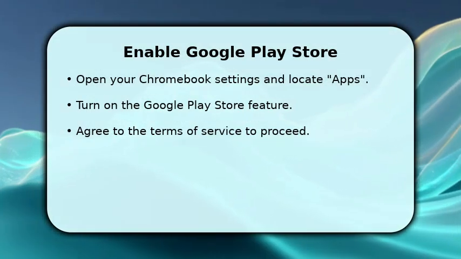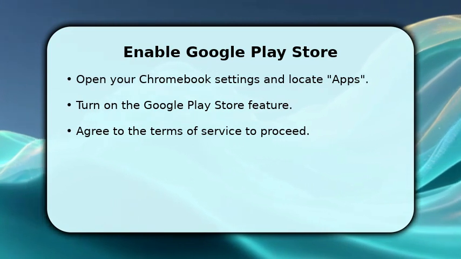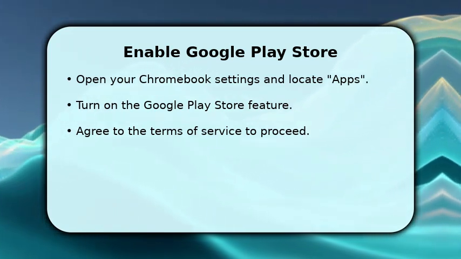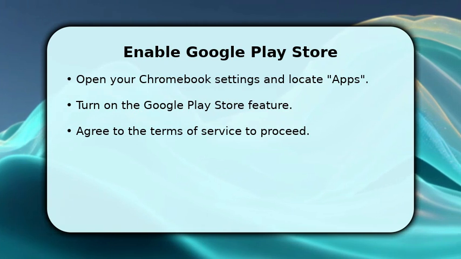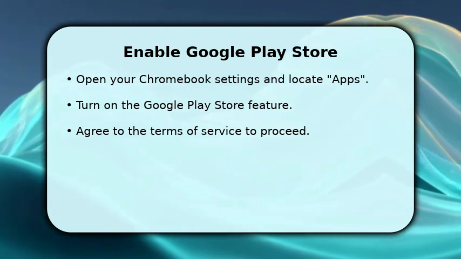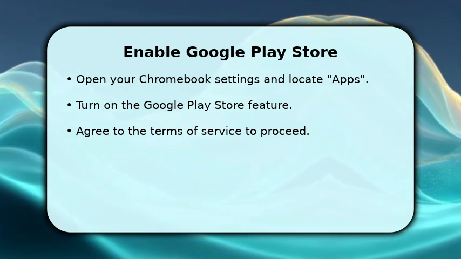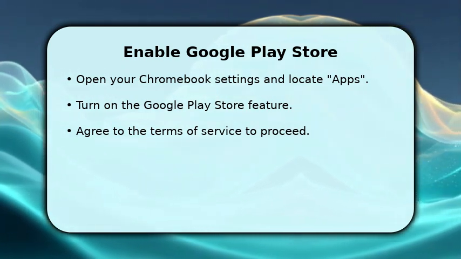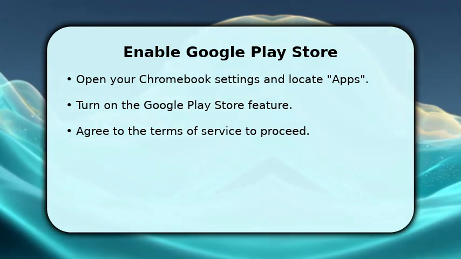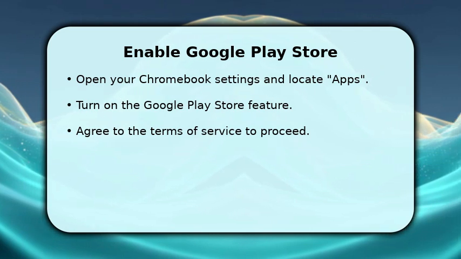Once in settings, look for the Apps section on the left-hand side. You should see an option to turn on the Google Play Store. Click this, and a new window will appear asking you to agree to the terms of service. Read through them, then accept to enable the Play Store on your device. This step is crucial for downloading Roblox.